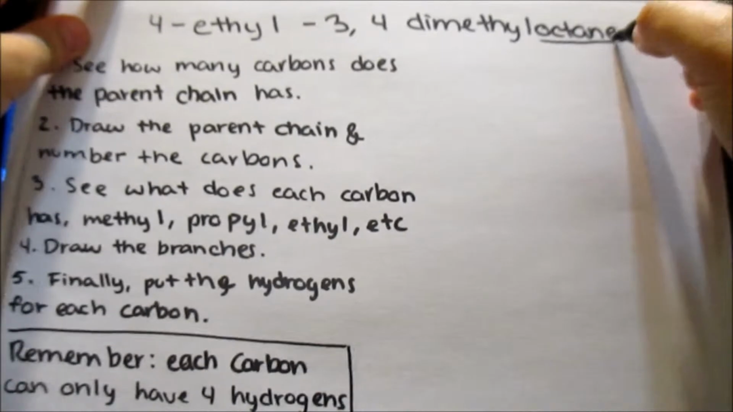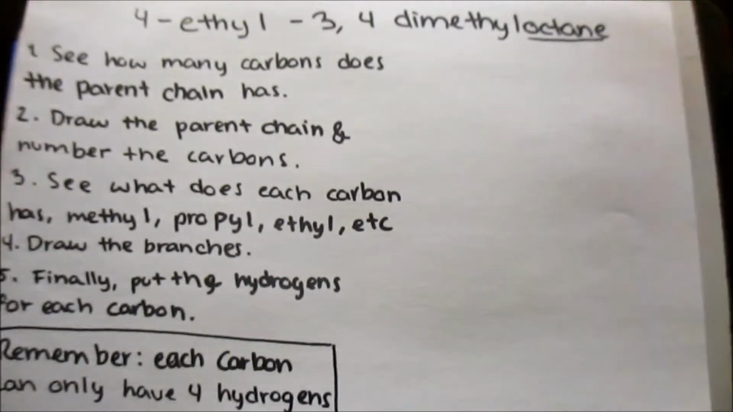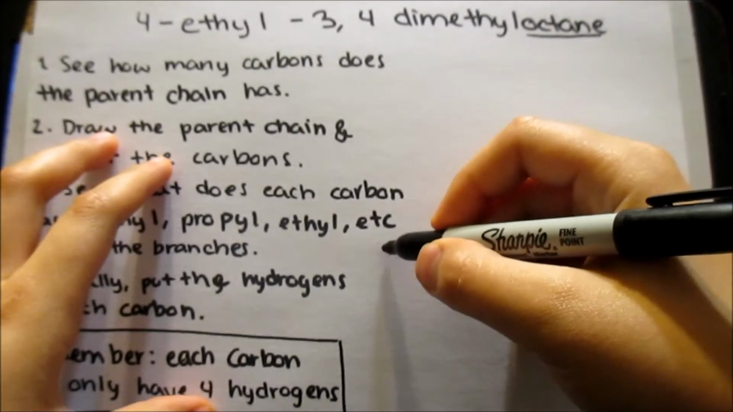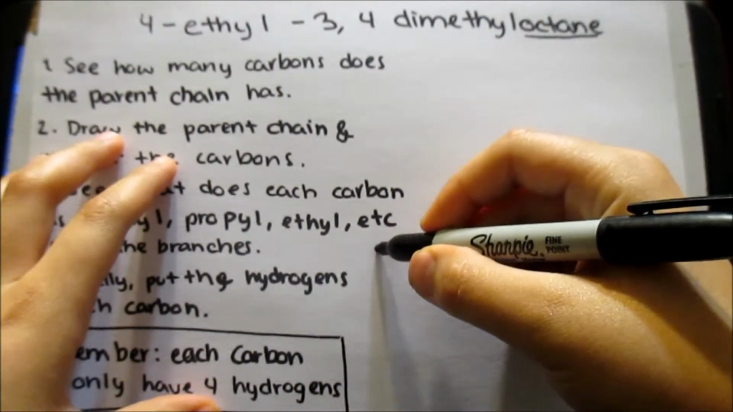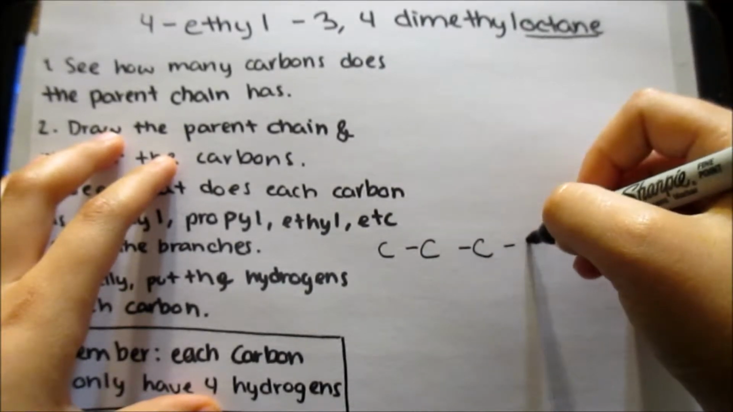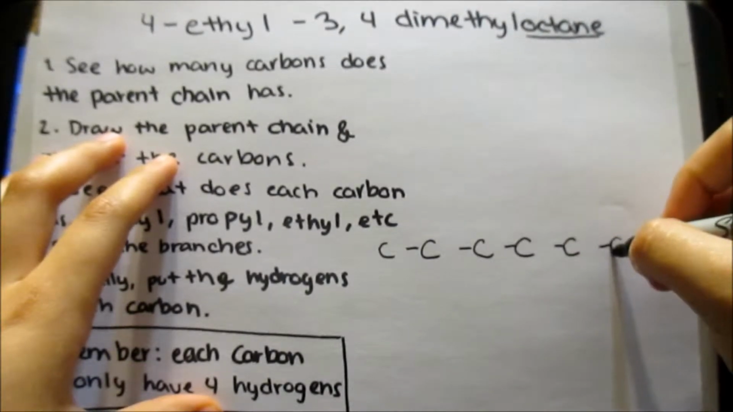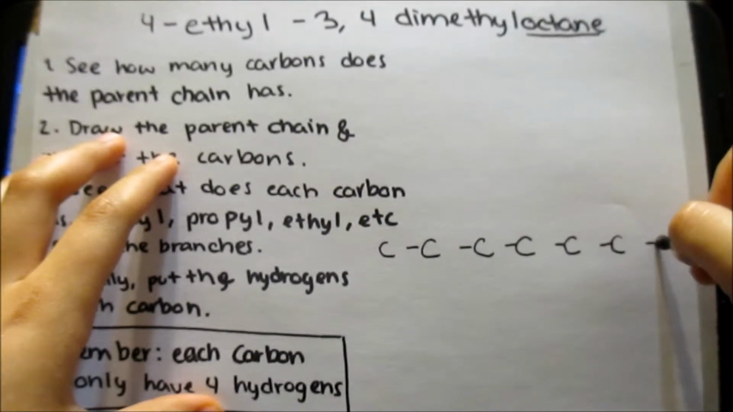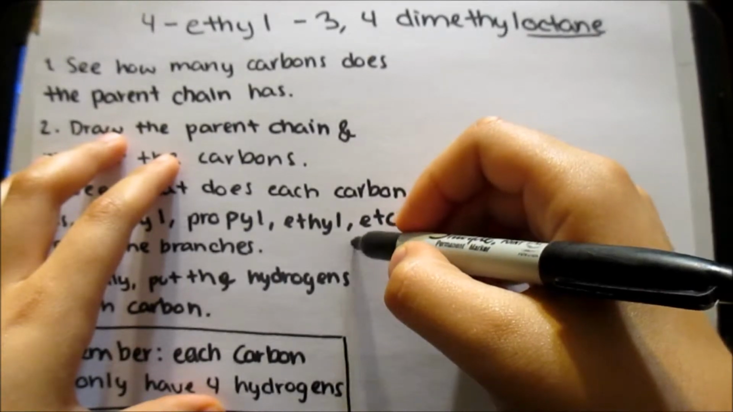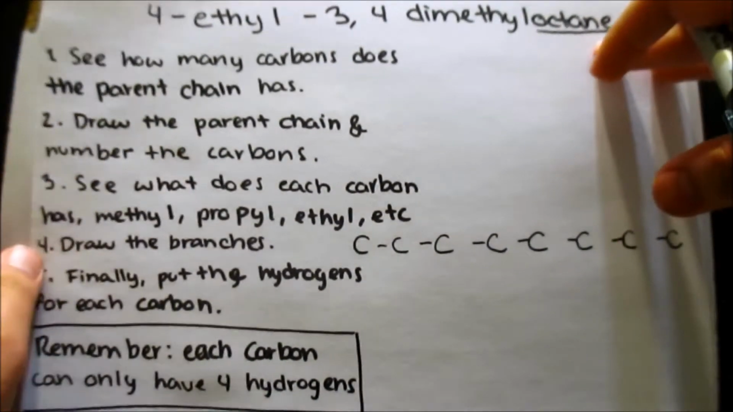This octane right here gives the carbons of the parent chain. So let's draw the 8 carbons here. 1, 2, 3, 4, 5, 6, 7, and 8 here. Okay, so we have the 8 carbons.